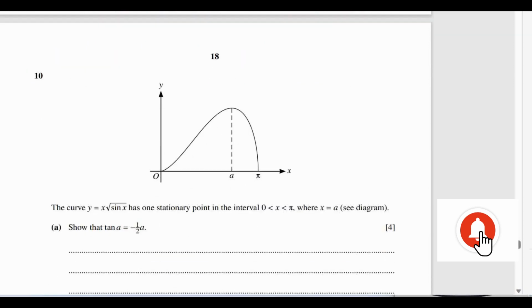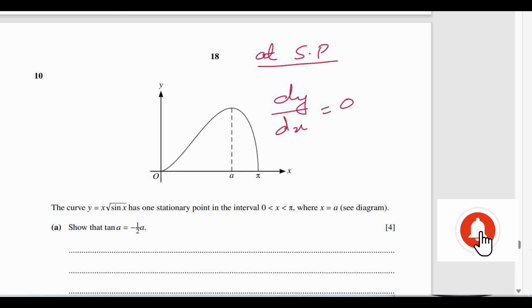Let's move on to the next part, question number 10. On question number 10, the curve y is equal to this has one stationary point. Show that tan of a is minus 1 by 2 a. So one stationary point means that we have to find, we know that at a stationary point dy by dx is equal to 0.